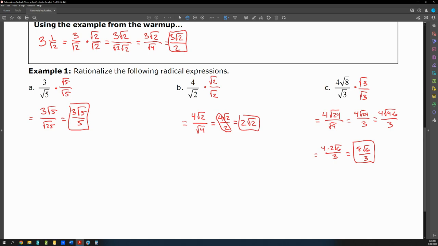All right, so in summary, we rationalize the denominator by multiplying by a clever form of 1. Most cases, it's going to be that same radical that's in the denominator over itself. So in this case, root 2 over root 2. In this case, root 3 over root 3, and so on.